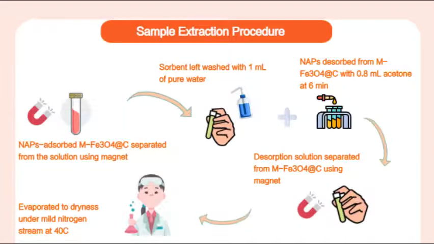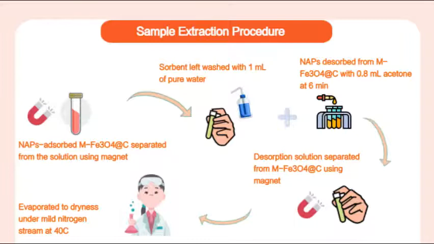Then, the naphthol-adsorbed magnetic graphitized carbon black was separated rapidly from the solution using an external magnet. The supernatant layer was discarded while the sorbent gathered at the bottom of the vial. After washing the gathered sorbent with 1 milliliter of pure water, naphthols were desorbed from the magnetic graphitized carbon black with 0.8 milliliter acetone at 6-minute vortex.